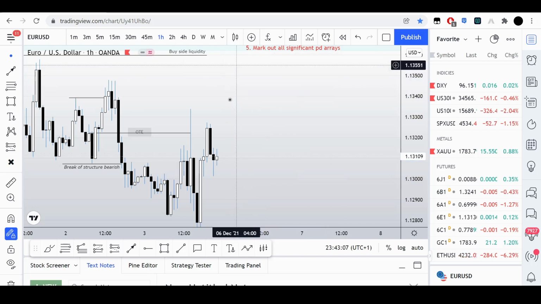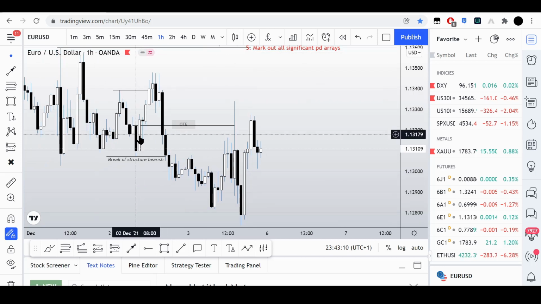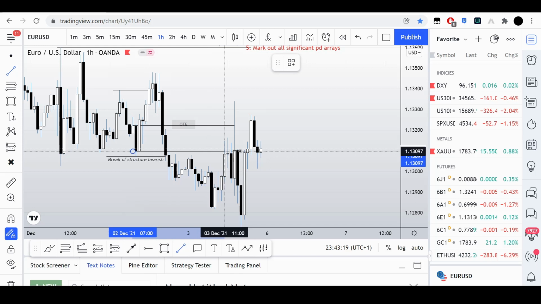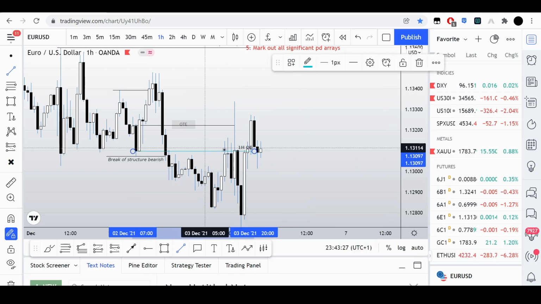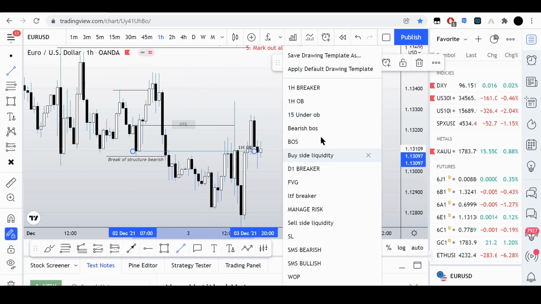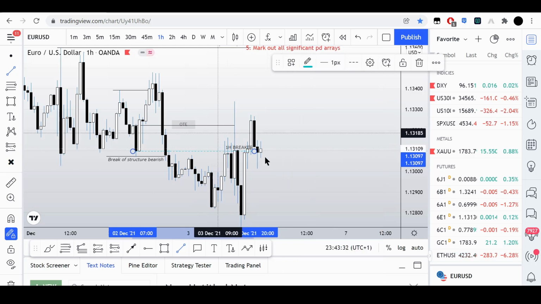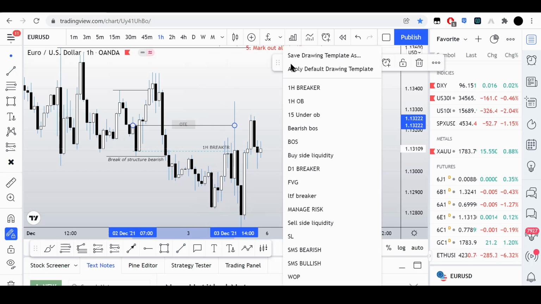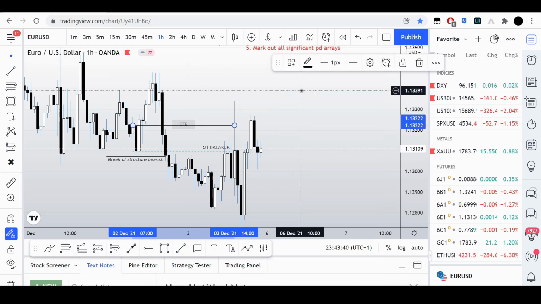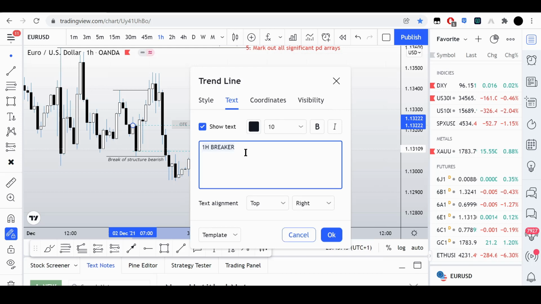All right, so with that being said, we have this breaker here, so we're gonna mark that out. We want to mark out all of our PD arrays. You could do the wick, you could do the body, whatever you want to do. Usually I do the wick, sometimes I do the body. So I'm just gonna do the body. I'm gonna go ahead and mark this out as my 1 hour breaker. Do I have 1 hour breaker on here? Yeah, 1 hour breaker. Okay, so this is my 1 hour breaker, and I'm gonna go ahead and take this little drawing out.